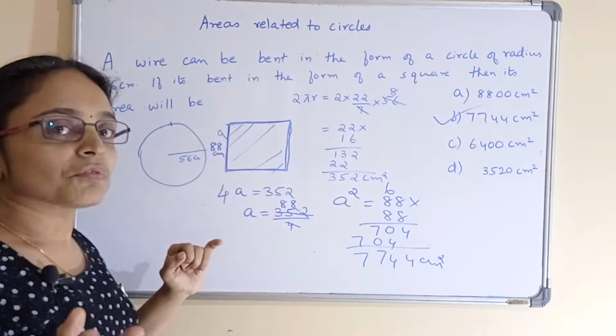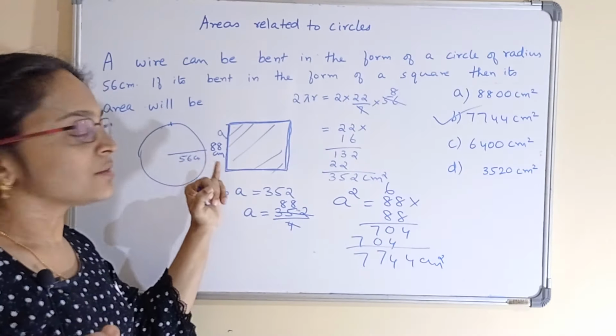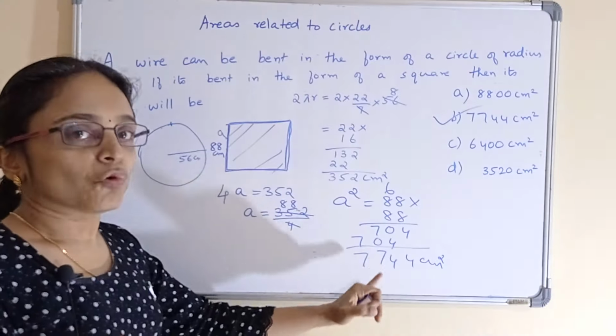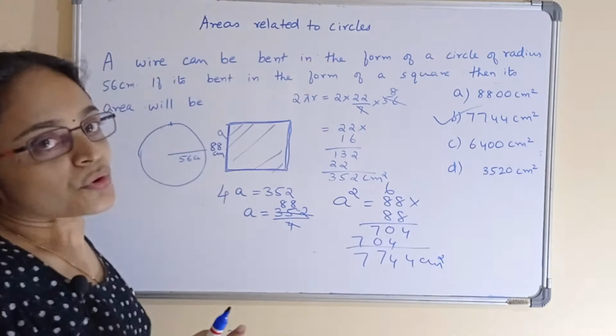And what is the area of a square? It is A square, that is 88 into 88, which is 7744 centimeter square. So this is the area of this square.